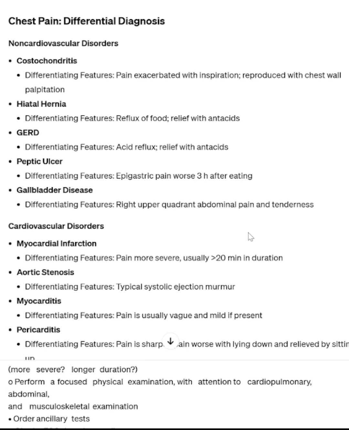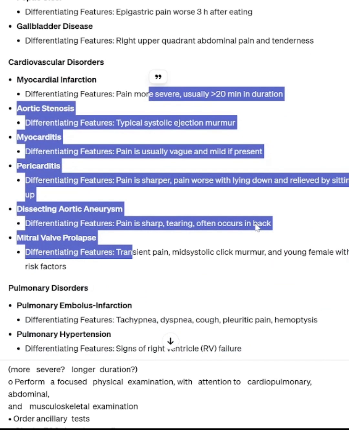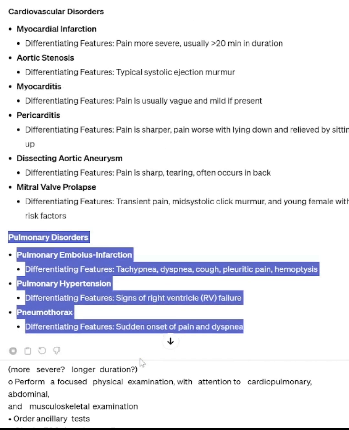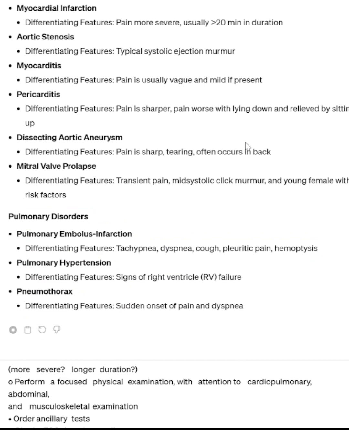Cardiovascular disorders. Myocardial infarction, differentiating features: pain more severe, usually over 20 minutes in duration. Aortic stenosis, differentiating features: typical systolic ejection murmur. Myocarditis, differentiating features: pain is usually vague and mild if present. Pericarditis, differentiating features: pain is sharper, worse with lying down and relieved by sitting up. Dissecting aortic aneurysm, differentiating features: pain is sharp, tearing, often occurs in the back. Mitral valve prolapse, differentiating features: transient pain, mid-systolic click murmur, and young female with no risk factors.